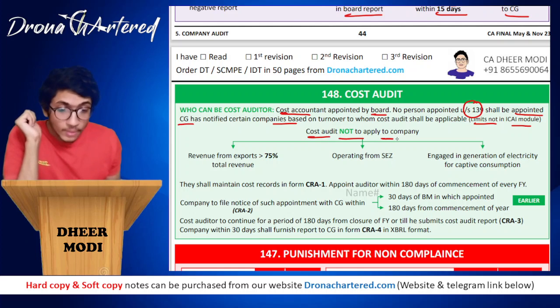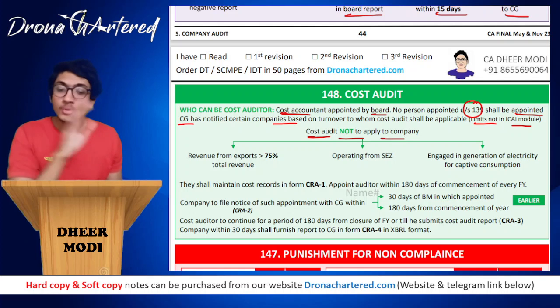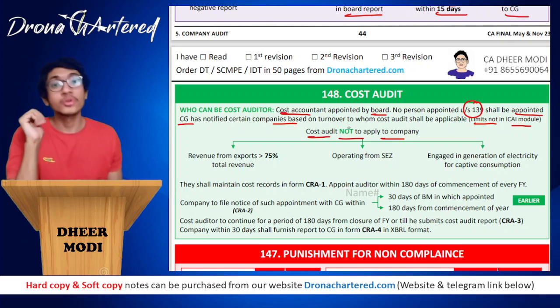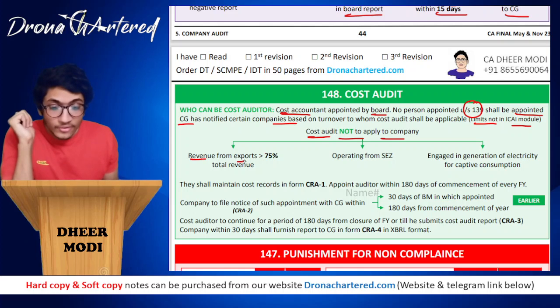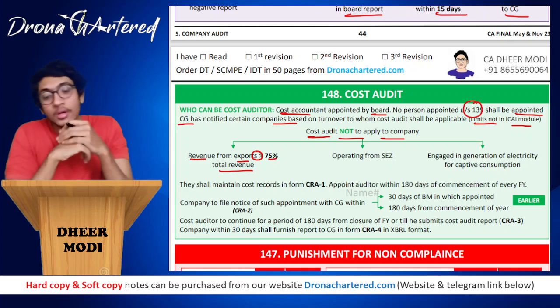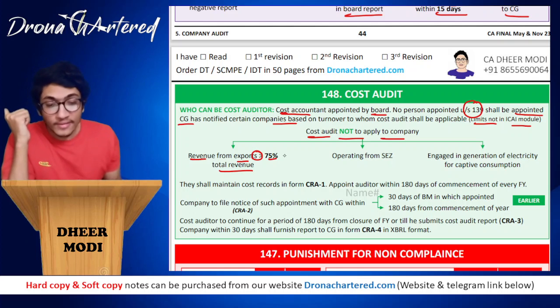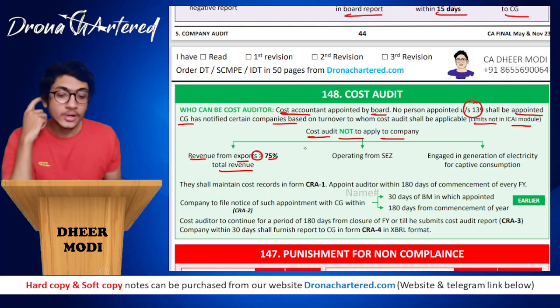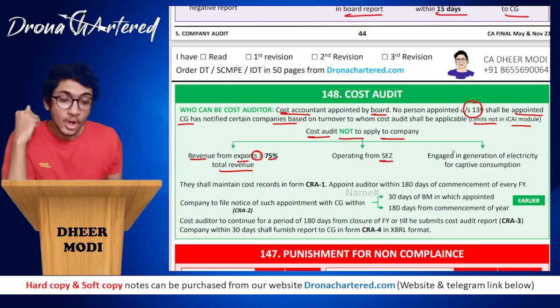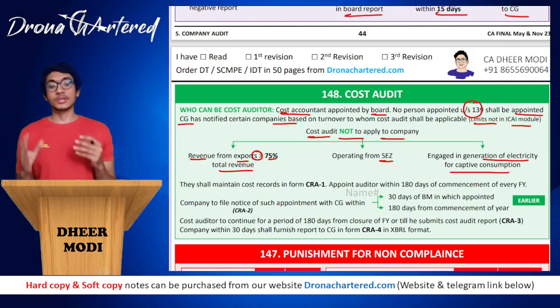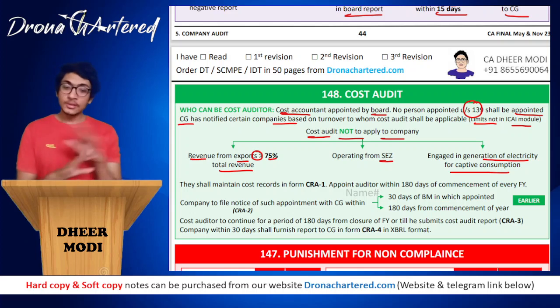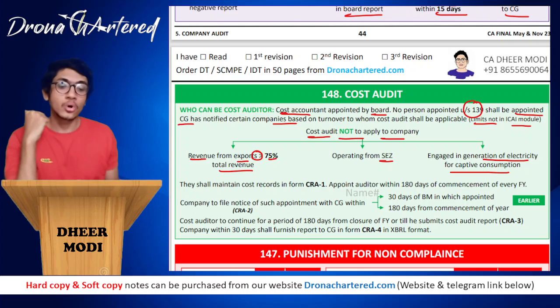Cost audit not to apply to certain companies. On certain companies, cost audit shall not be applicable even though they cross the threshold. So if the revenue from exports is greater than 75% of total revenue, that means the major part of your revenue comes from exports, so 75%, in such a case cost audit is not needed. Or if you're operating from a SEZ, that is your special economic zone, or if you're engaged in generation of electricity for captive consumption, that means it is for your own consumption, in such a case, you need not do cost audit.